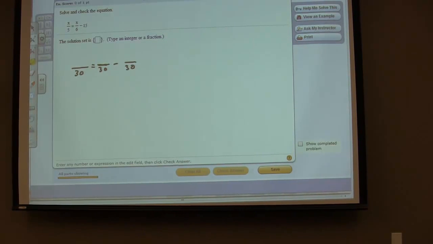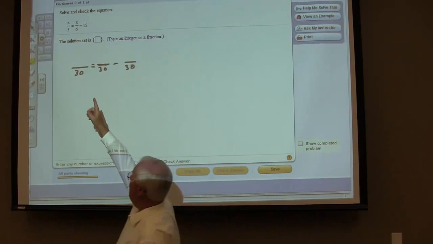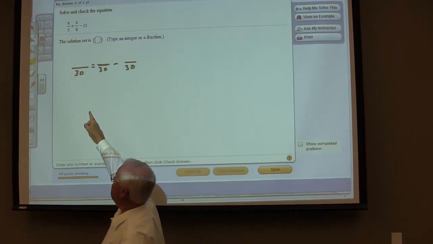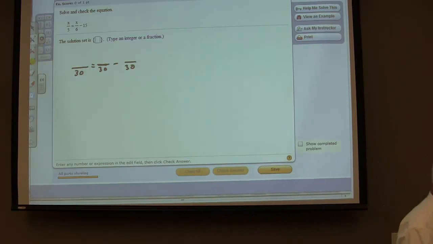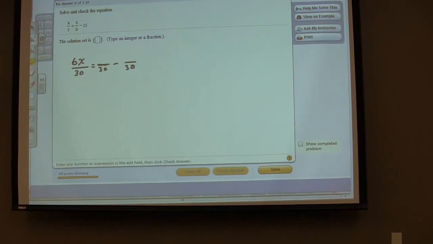Now, what did I do on the left? You go from 5 to 30. I multiply by 6. If I multiply the denominator by 6, I need to also multiply the numerator by 6, or I've changed the value, and I don't want to change the value, I just want to change what it looks like. So there's a 6 on top. On the right-hand side, where I did have x over 6, I'm now over 30. To go from 6 to 30, I multiplied by 5. So I need to multiply the top by 5.